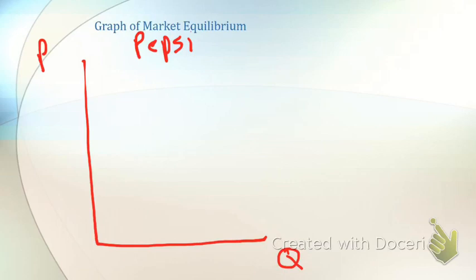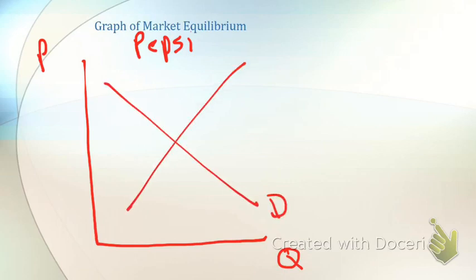Okay, so we've labeled the axes. Then we're going to label the curves, demand and supply, and where they intersect, that's going to determine our equilibrium price, P star. That's also part of labeling it. P star and Q star, those are your data points. You label them as well. So that would be the Pepsi market in equilibrium, where supply equals demand. Or I should say quantity supplied equals quantity demanded.